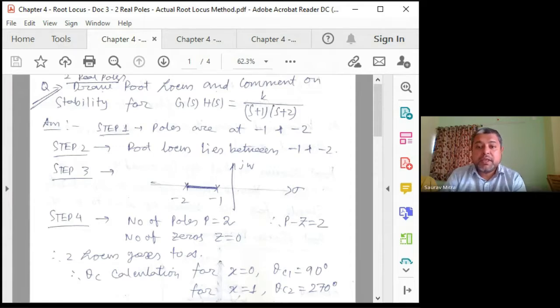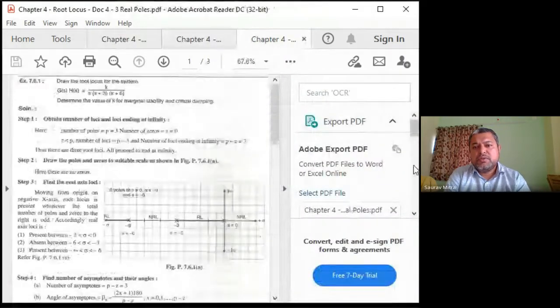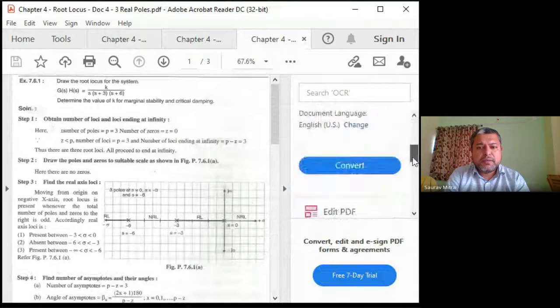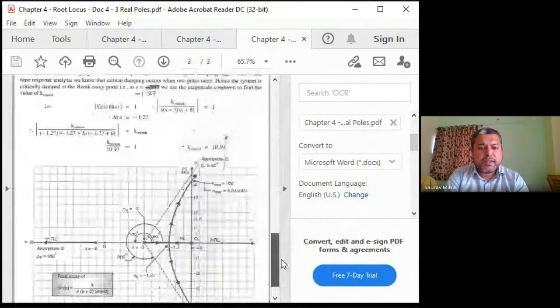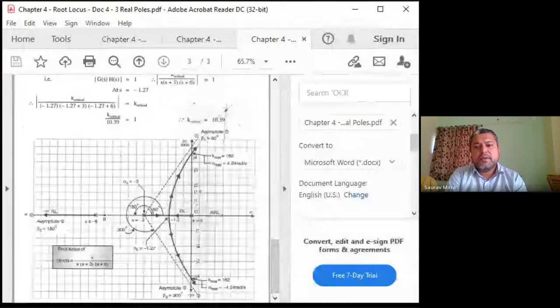If you are finding the root locus plot for three poles, okay, so I will show you just for showing sake, the root locus plot for just 1 minute. I will show you the root locus plot for, okay, is it visible?